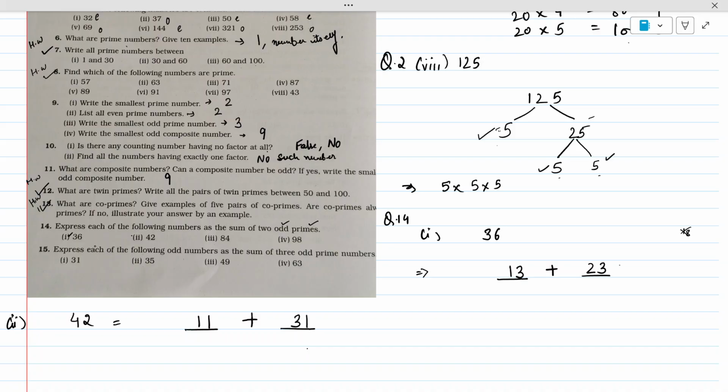Now these two questions are homework for you. Okay, same way you have to do these questions. Express each of the following odd numbers as the sum of three odd prime numbers. So now here, instead of two numbers, you have to use three odd prime numbers. So kids, I'm giving this to you as homework. This is very easy. You have to identify three terms here, three terms which are odd and which are prime numbers also.